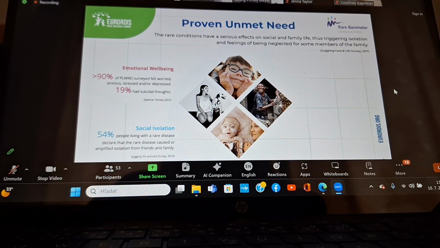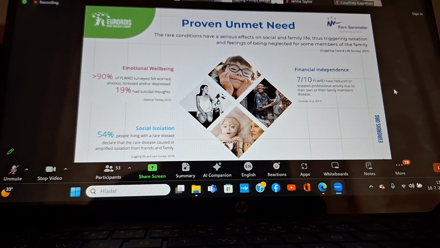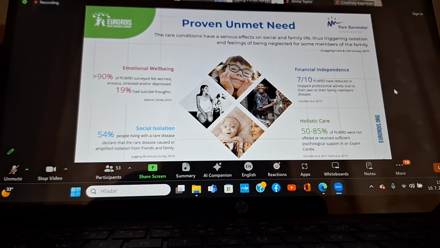We know that 54% of people with a rare condition declared that the condition has caused or amplified social isolation from their friends and family. And that 7 out of 10 people have had to reduce or stop their professional activities or work. And whilst people are quite happy overall with the physical healthcare they receive in an expert centre when they find one, up to 85% said that their psychological and emotional needs were never supported by that medical team.